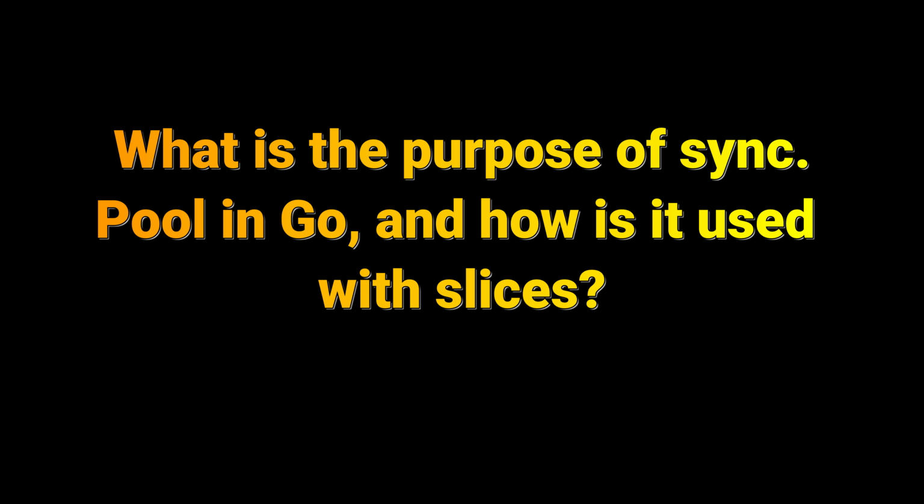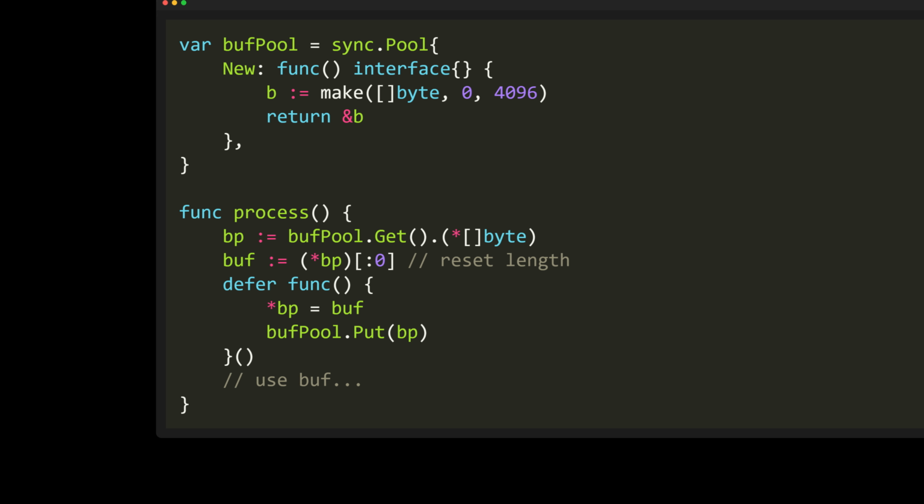Question: what is the purpose of sync.Pool in Go, and how is it used with slices? sync.Pool in Go is used to store temporary objects that can be reused. This helps reduce memory allocations and makes programs faster. In the example, a pool of byte slices is created. When a slice is needed, the program gets one from the pool instead of creating a new one.